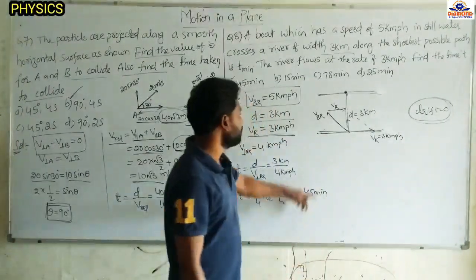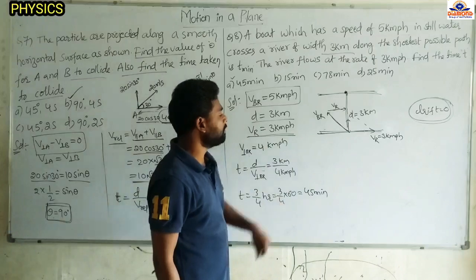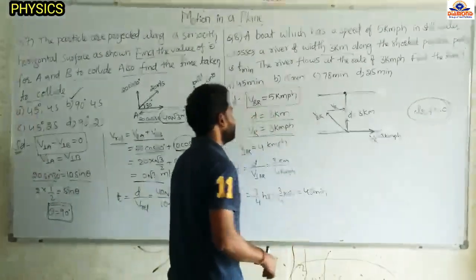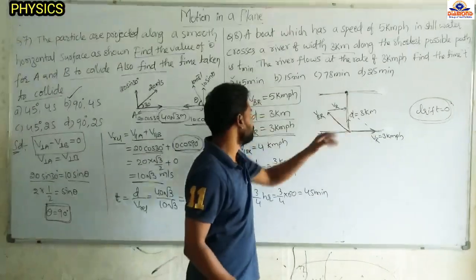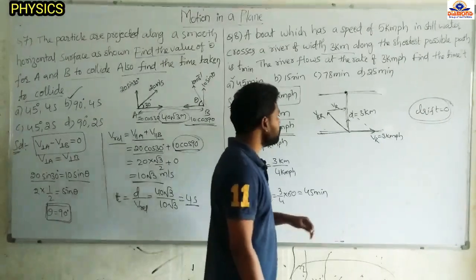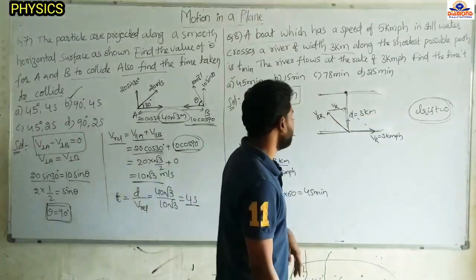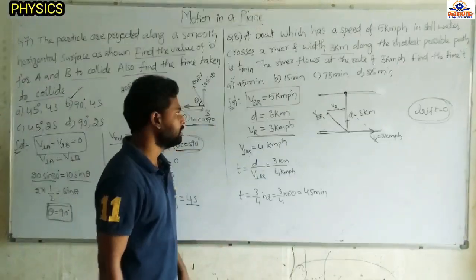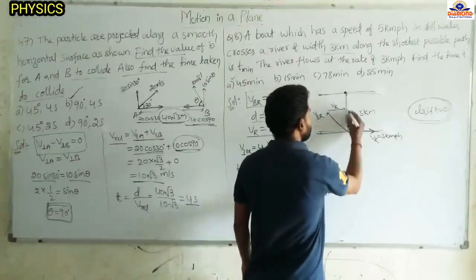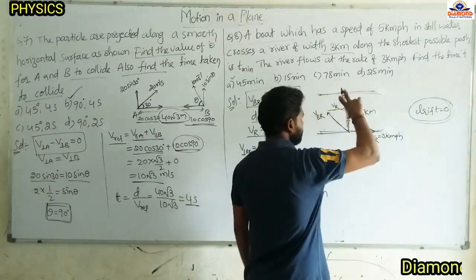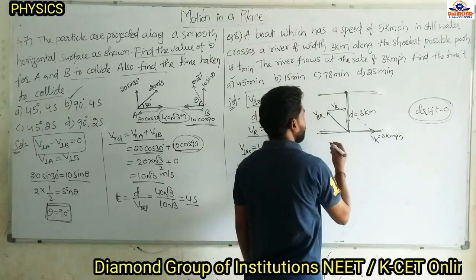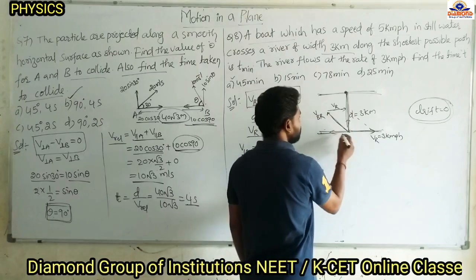Now they have given VBR equal to 5 km per hour, the velocity of the river equal to 3 km per hour, and the width of the river equal to 3 kilometers. They are asking the time taken by the boat to cross this river, t, which we have to find. This is the width of the river, and we have to find how much time it takes to go from here to here. So VBR is resolved into its components.